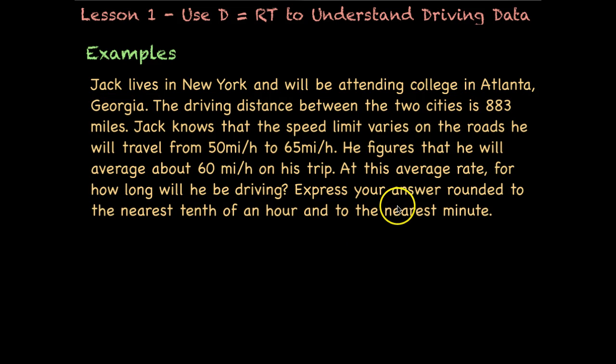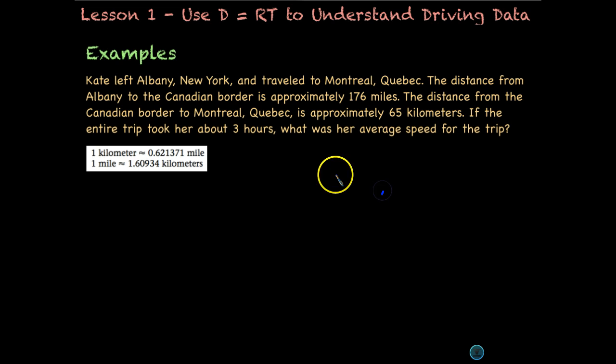Let's look at our next example. In this example, Kate left Albany, New York, and traveled to Montreal, Quebec. The distance from Albany to the Canadian border is approximately 176 miles. So that's a distance. The distance from the Canadian border to Montreal, Quebec is approximately 65 kilometers. Notice we have different units of measurement. That's because here in the United States we use the standard measurement system, but in other countries they use the metric system. So we need to have the same measurement. Either we need to convert both to miles or we need to convert both to kilometers.